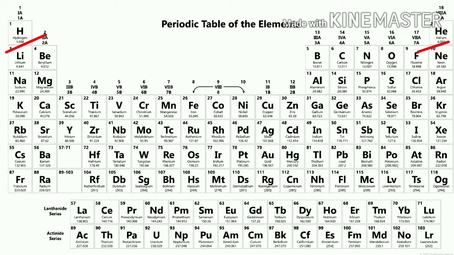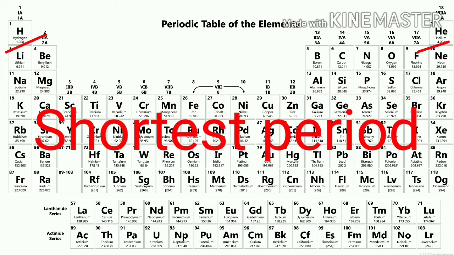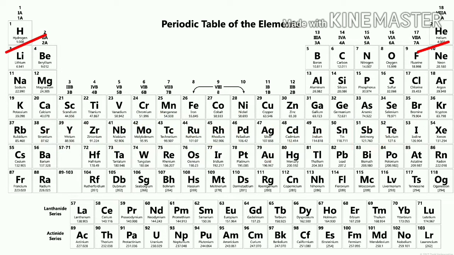Similarly, the electronic configuration of helium is 1s2. This period contains 2 elements. So it is the shortest period among all the periods because every other period contains more than 2 elements.